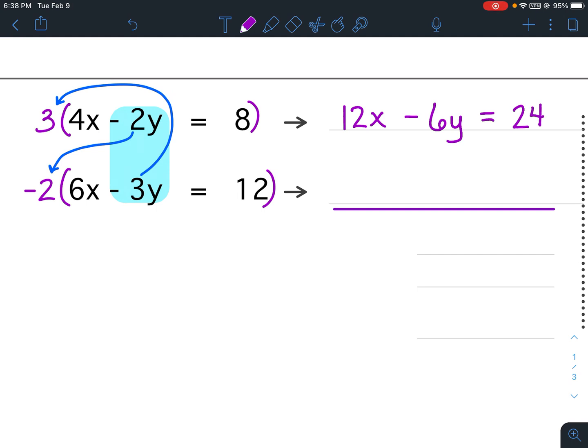On the bottom, negative 2 times 6 would be negative 12x. Negative 2 times negative 3 would be positive 6y. And negative 2 times 12 would be negative 24.